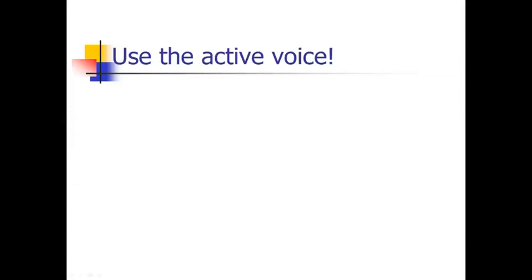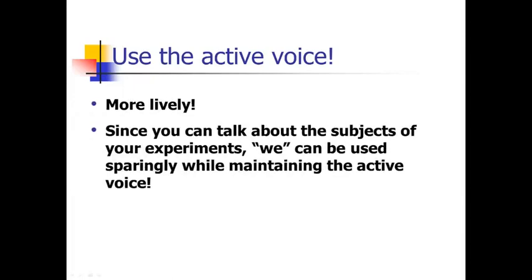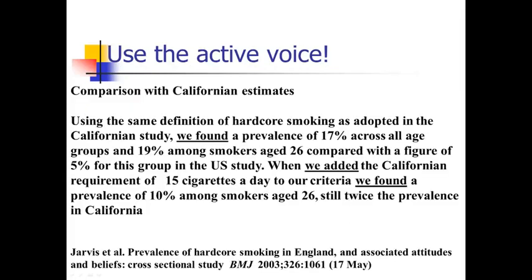And of course, we want to use the active voice in the results section. So keep it in the active voice. It's more lively, and it's actually not that hard to keep it in the active voice. If we were going to talk about the methods section, it's hard to keep things in the active voice. But in the results section, it's not like you have to say, we found that, at the start of every sentence, right? Because you can talk about the subjects of your experiments. You can talk about the variables. So you can have plenty of other subjects to use besides we.